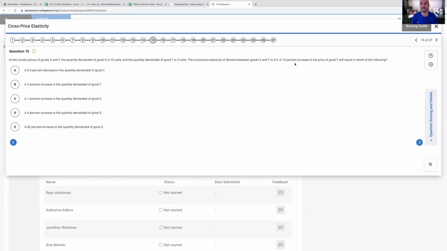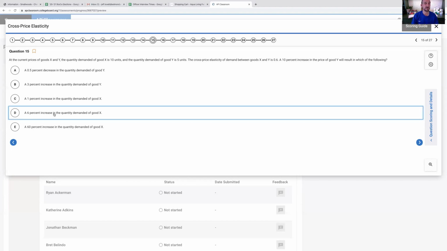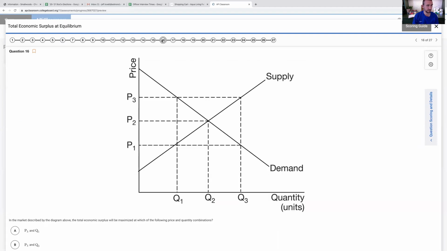So you have a 10% increase in the price of good Y. Fewer people will buy good Y, but more people would buy good X. How many more? Well, X over 10 equals 0.6. So you're going to have a 6% increase in the quantity demanded of good X. So you'd have positive 6 over positive 10 equals positive 0.6. So 15 is D.